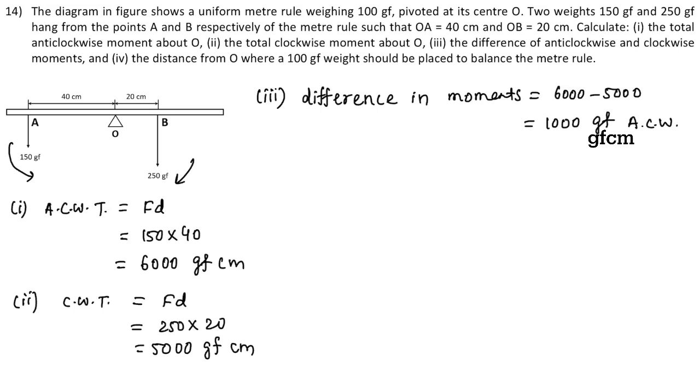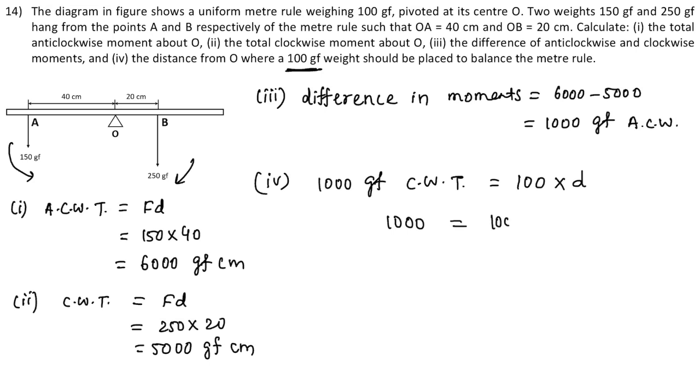Now see the difference in moment. In the previous question we found 1000 gram force centimeter anti-clockwise. So naturally the additional 100 gram force must be suspended such that it generates 1000 gram force centimeter clockwise moment. So this clockwise moment is due to the 100 gram force weight placed at a certain distance d from the center point O. So 1000 is equal to 100 d, hence d is equal to 10 centimeter. So the additional weight 100 GF must be placed at 10 centimeter on the right hand side of the fulcrum, somewhere here.